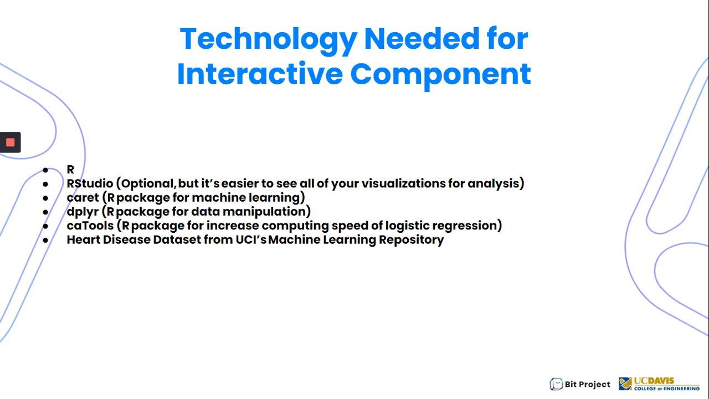Caret is the primary machine learning package that was built in order to do train-test split for machine learning models. Dplyr is a really great R package to make it easier to manipulate data, whether there are missing values or even just cleaning it. caTools is a really good R package to optimize logistic regression models, which is why we're using it in this presentation.